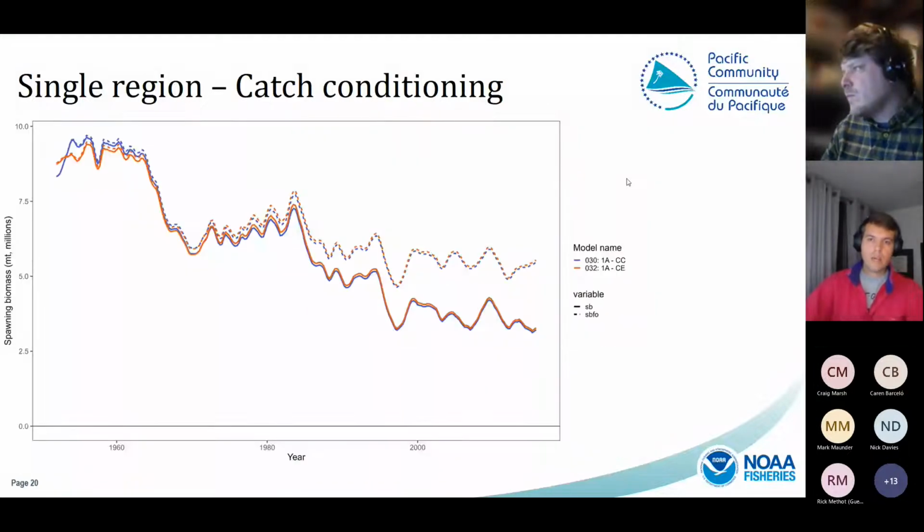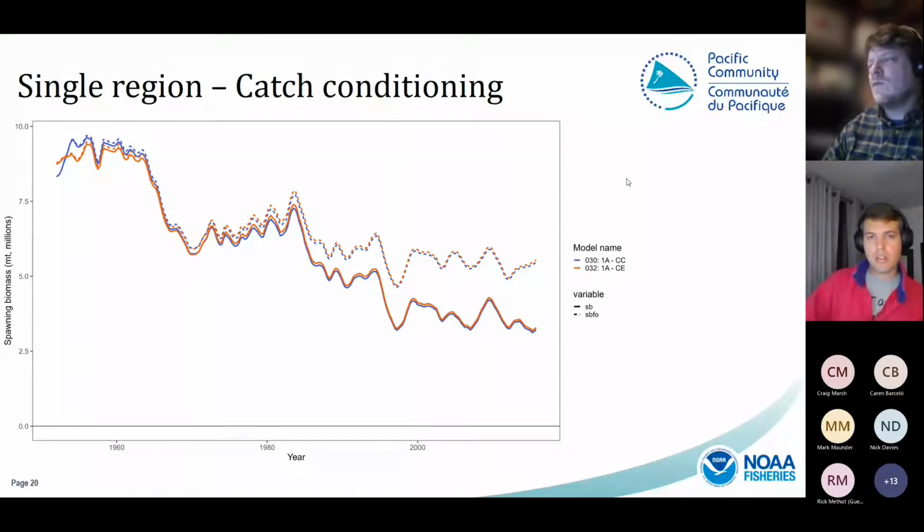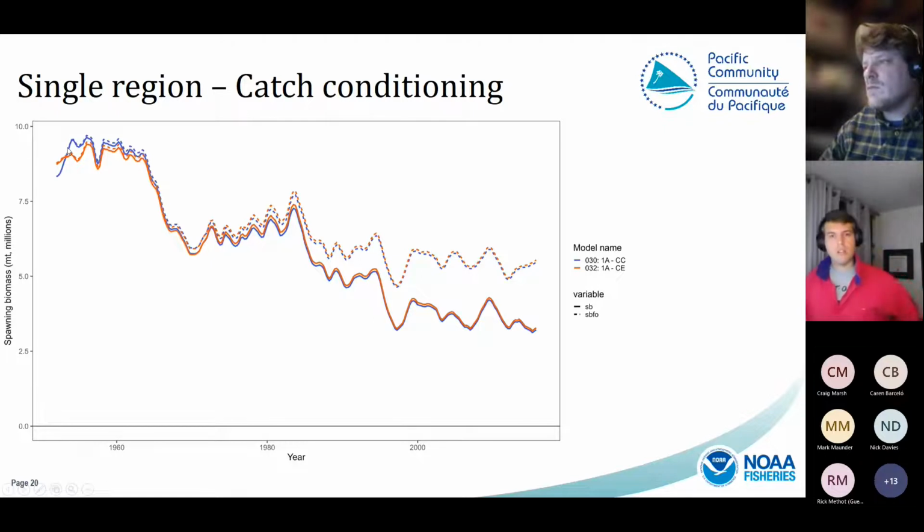The next thing that we had to look at was the transition to a catch conditioned approach for the treatment of the catch data and the fishing mortalities. And so you have 2 models here, model 30 in blue, which is the catch conditioned model, and then the equivalent catch errors model in orange. For most of the time series, spawning biomass in the solid line is very similar between the 2 approaches. There's a little bit of a discrepancy at the beginning, and that was when we were still trying to iron out the initial conditions, but that was resolved later on.